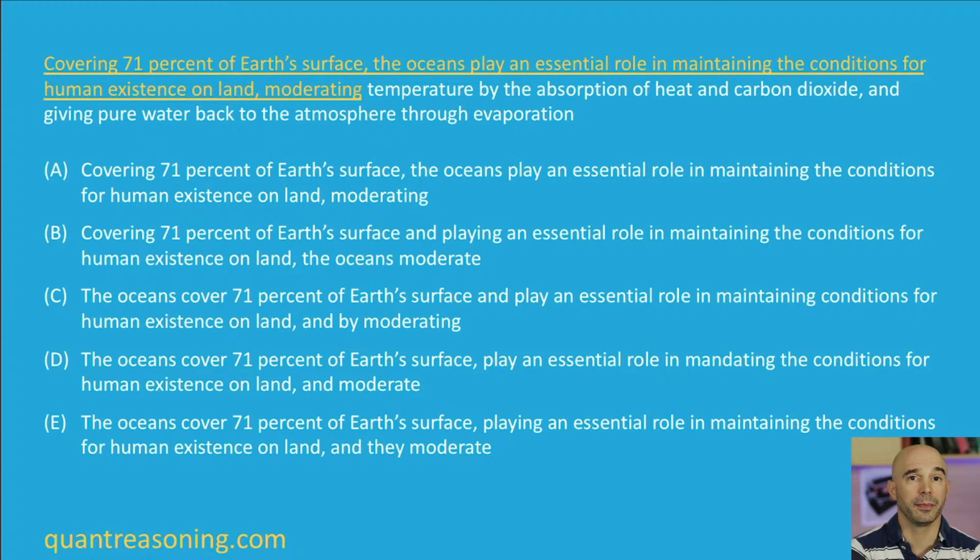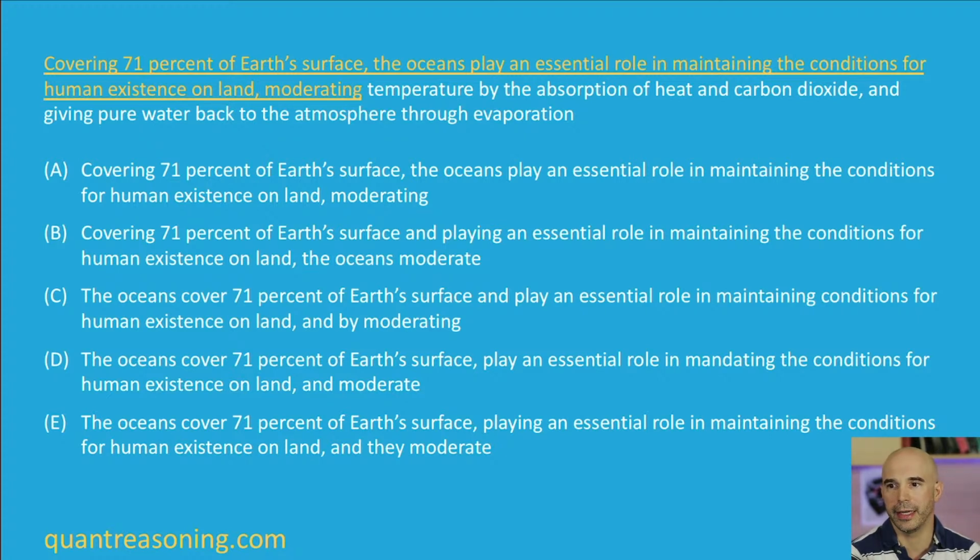Or maybe, in fact, the purpose of the sentence was to let us know about how the oceans moderate the temperature and how they give pure water back to the atmosphere through evaporation. What was the author's main priority here? What is the author trying to convey above all else? And Abhishek is correct. Well done, Abhishek. The author's reason for writing this sentence was to let us know that the oceans play an essential role in maintaining the conditions for human existence on land.